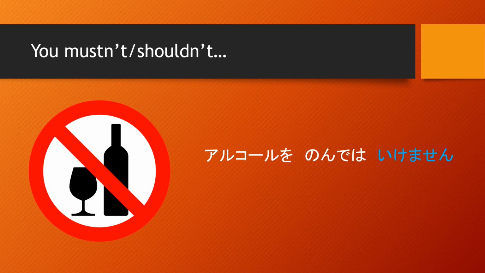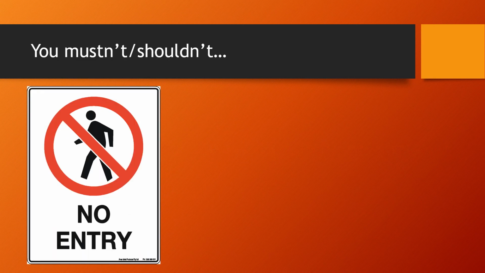All right. Now the next one is you shall not enter. And what is to enter? That's right, it is 入ります. 入ります. So what's the type of 入ります? Correct. It is 入って. And we continue with 入ってはいけません.